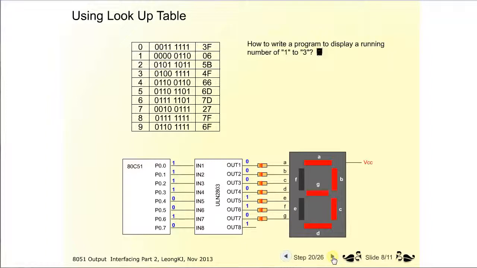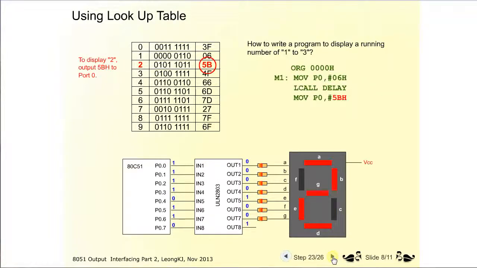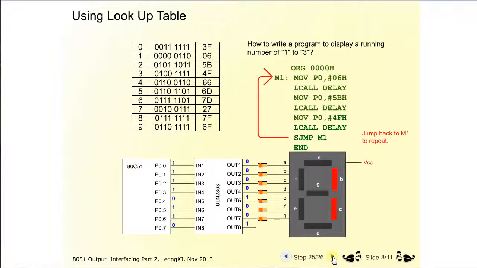How to write a program to display a running number of 1, 2, 3. To display 1, output 06 to port 0. Insert a delay. To display 2, output 5B to port 0. To display 3, output 4F to port 0. Jump back to M1 to repeat the cycle.